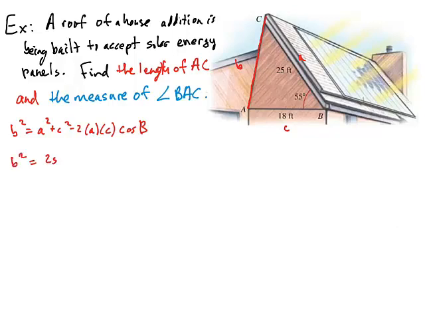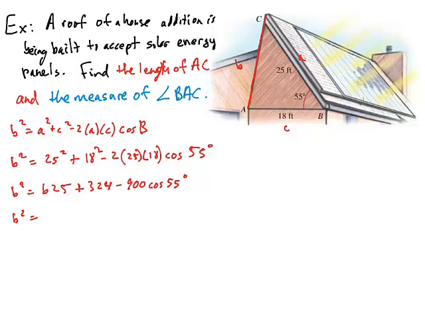A squared, that's going to be 25 squared. C squared is 18 squared minus 2 times 25 times 18 times cosine of 55 degrees. We can calculate what B squared is equal to, and that is 432.78. Take the square root of both sides, and we get a B value that is about 20.8 feet here. Okay, so that answers the first question.